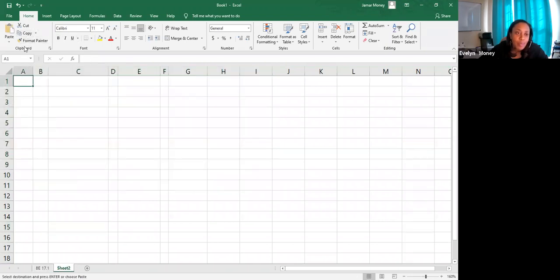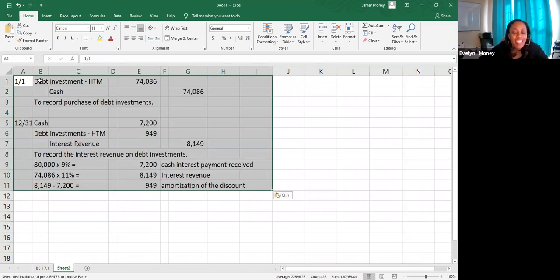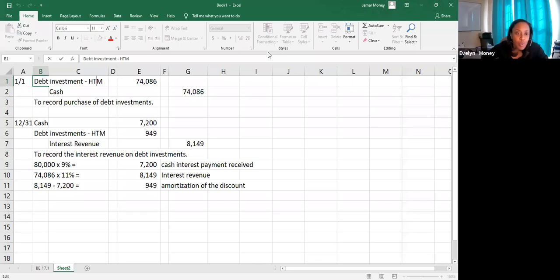Now, I'm going to do a double work here. Copying and pasting again, because I have to do the entry to record the purchase of the investment. So I'm going to change it from held to maturity to available for sale. And I'm going to do the same thing down here. All of this looks the same. So I'm still finding cash by taking the par value times the contract rate of interest. I'm still finding interest revenue by taking the carrying value times the market rate of interest. And the difference between those two does give me the amortization of my discount here. The only thing that I'm changing is that this is available for sale instead of held to maturity.